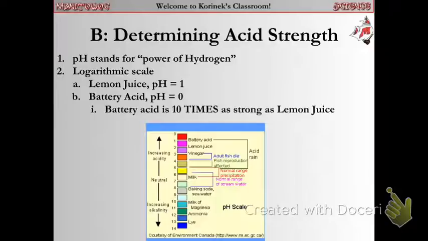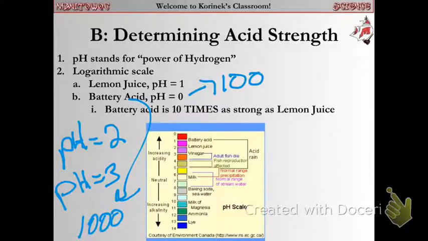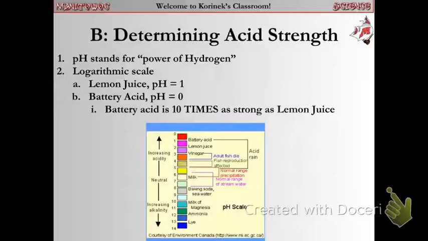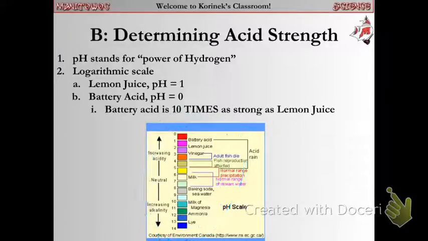If, for instance, something had a pH of 2, then battery acid would be 100 times stronger. If something's got a pH equal to 3, then battery acid would be 1,000 times stronger. So you can see every single time that I increase 1, I'm actually adding another 0. And that's why the logarithmic scale is used, because it keeps our numbers nice and small and nice and convenient without having to use really huge or really small numbers. So that's one of the reasons why we use it.